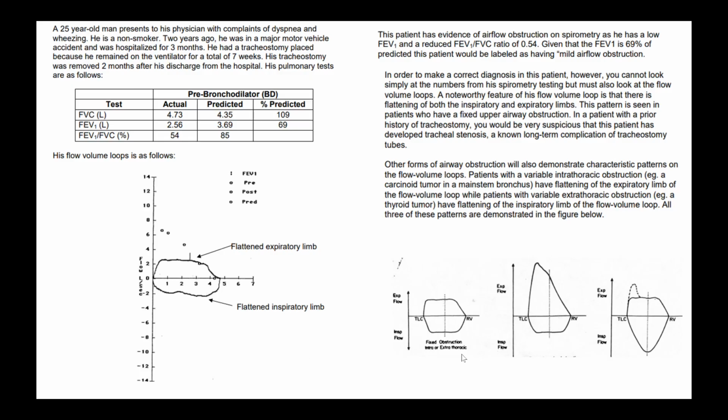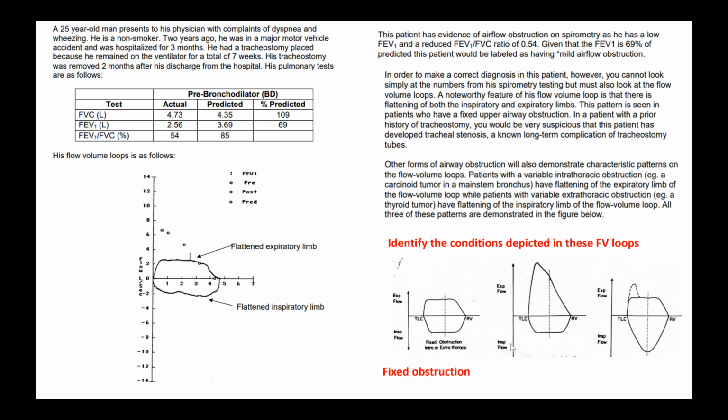The second one is extrathoracic obstruction. The third one is normal. The inspiration is flattened here, so this is extrathoracic. And here the inspiration is normal and expiration is flattened. This is intrathoracic, so the opposite. Okay. Yes, sir. So identify the conditions.